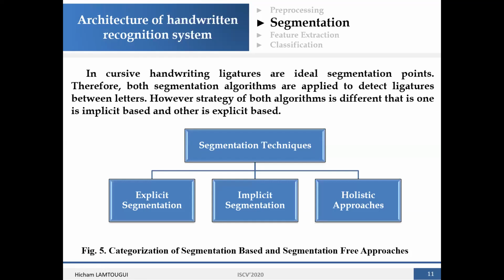In cursive handwriting, ligatures are ideal segmenting points, and segmentation algorithms are different. There are implicit-based and explicit-based. In implicit segmentation, words are predicted directly without segmenting the word into individual letters, but in explicit segmentation, the word is segmented into individual characters.